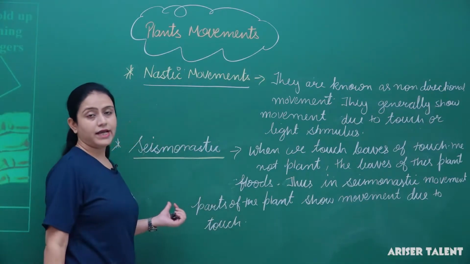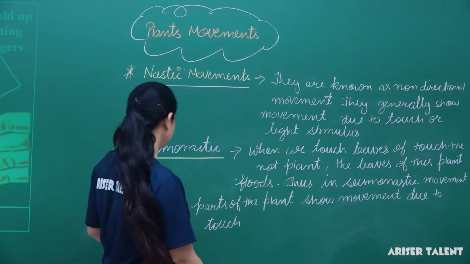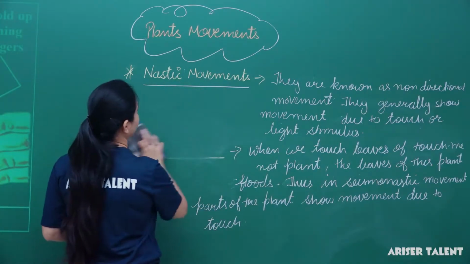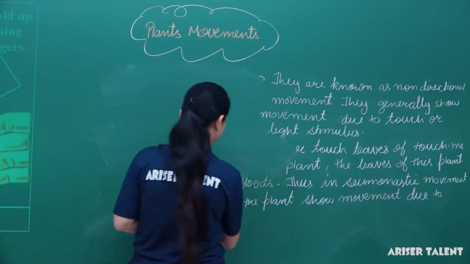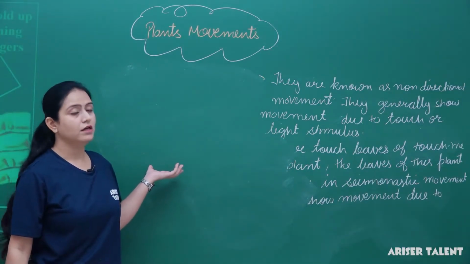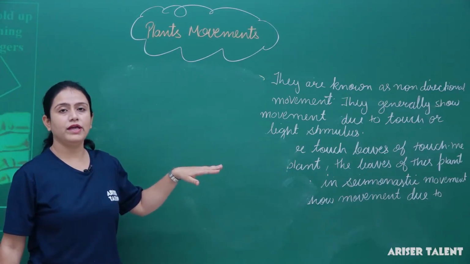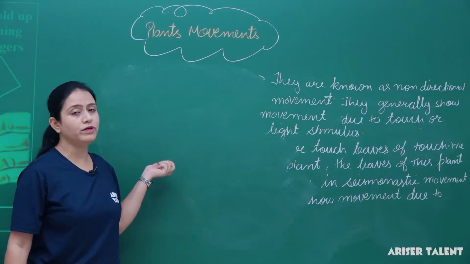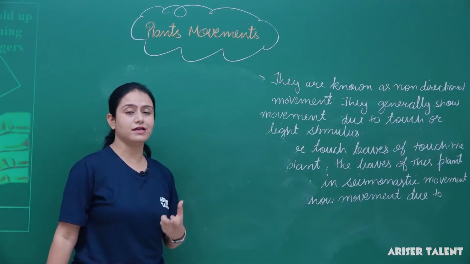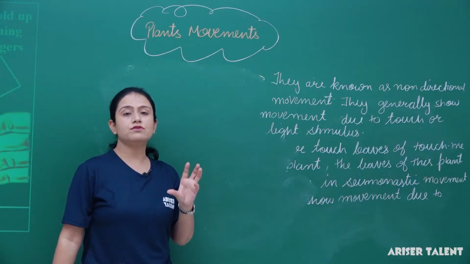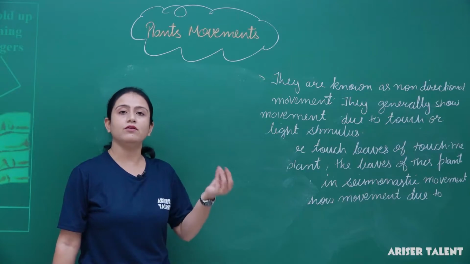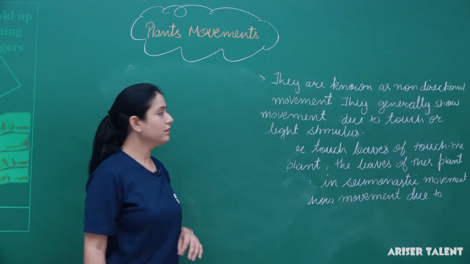Fine. Next we will talk about nyctinastic movement. What happens generally when the plant leaves grow in the morning? They show movement according to the light. For example, the flower of the dandelion grows in the morning light and fades in the evening.